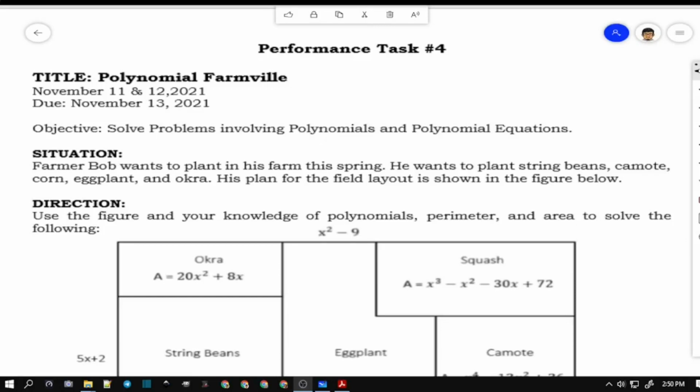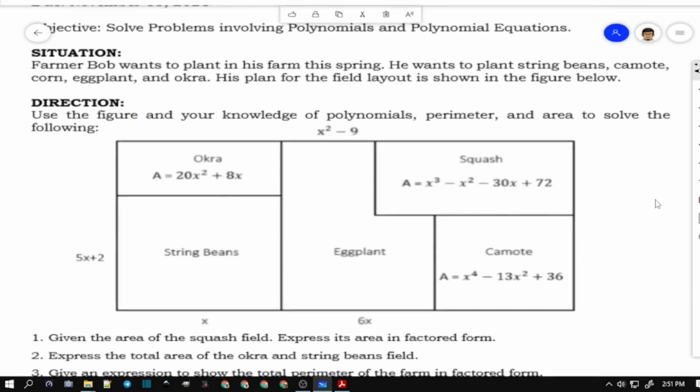For performance task number 4, titled Polynomial Farmville, our objective is to solve problems involving polynomials and polynomial equations. Here is the given situation. Farmer Bob wants to plant his farm this spring. He wants to plant string beans, kamote, corn, eggplant, and okra. His plan for the field layout is shown in the figure below. Use the figure and your knowledge of polynomials, perimeter, and area to solve the following.